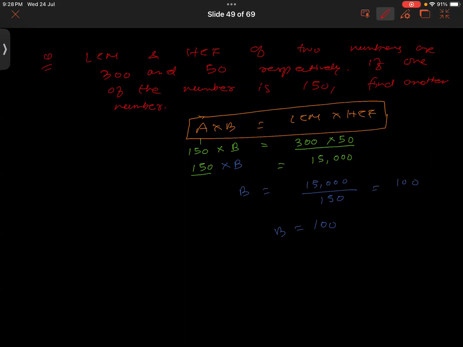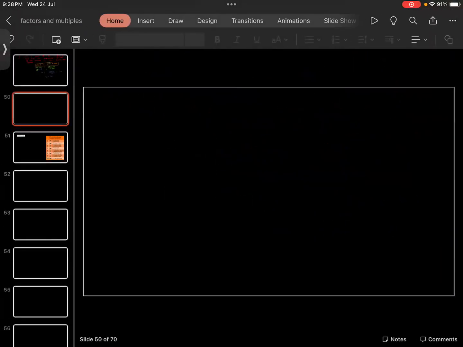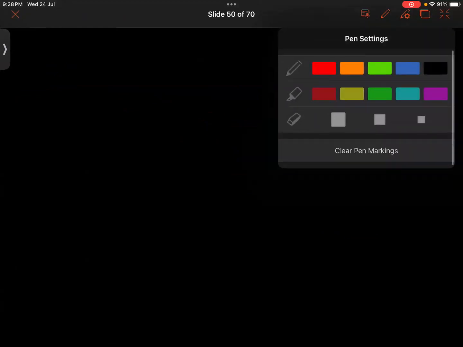Before ending the class, let us do some more questions on this. Have you understood this topic completely? I think you should practice one or two more questions. Then it would be 100% clear. Now I'm changing the question a little bit. In this, I'd be asking you to find the HCF. So I'm directly writing the given values only.